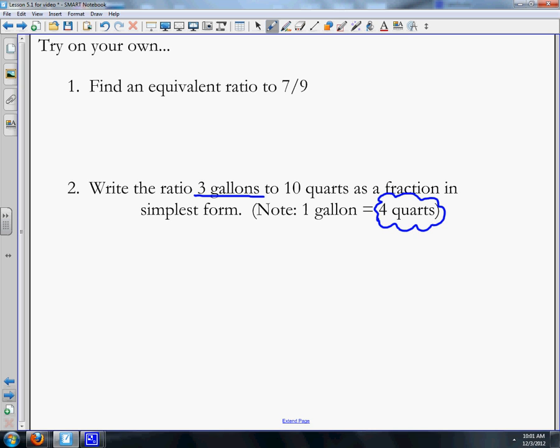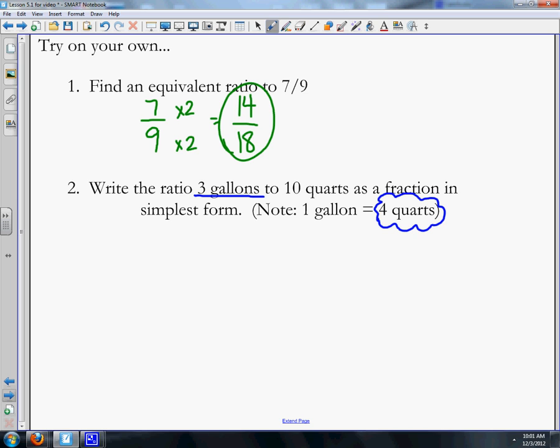All right, an equivalent ratio to 7/9. So it's just this. I'm going to multiply both by 2, and you get 14/18. That's it. That's an equivalent ratio.